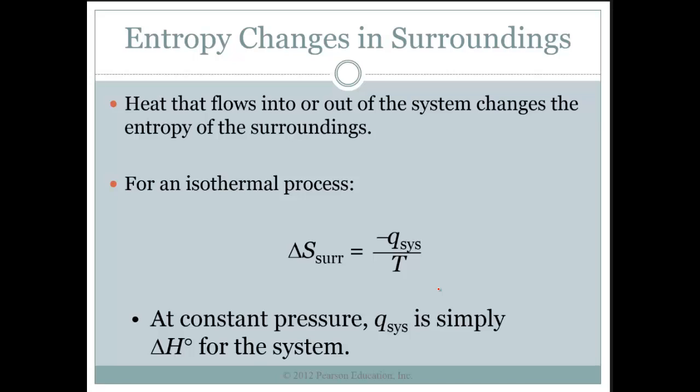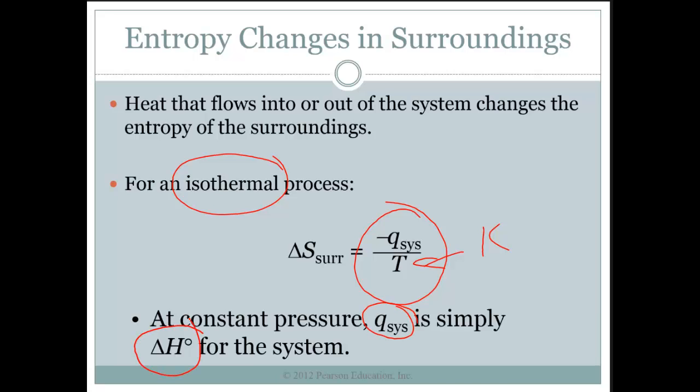Heat that flows into or out of the system changes the entropy in the surroundings. For an isothermal process, which means at the same temperature, the temperature does not change, the delta S of the surroundings is negative heat of the system divided by T, temperature in Kelvins. Make sure that's in Kelvins. At constant pressure, the heat of the system is simply the delta H of a standard state for the system.